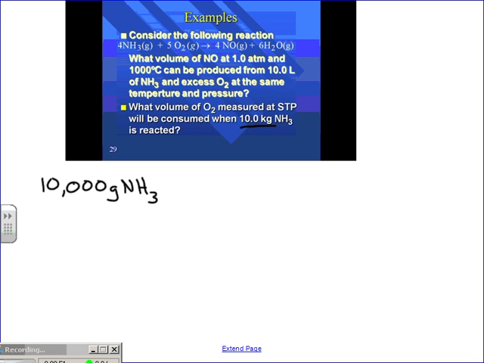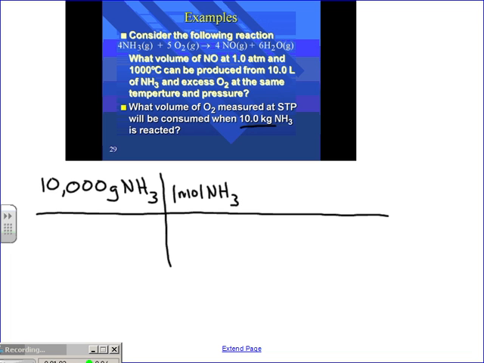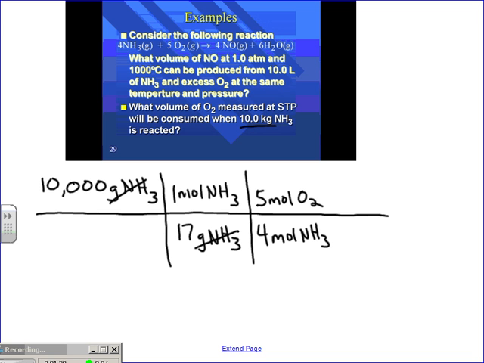And we're trying to find the volume of O2. So we can do our usual gram to mole. So 1 mole of NH3 is 17 grams of NH3. Then we do a mole to mole ratio based on the balanced equation. So we have 5 moles of O2 for every 4 moles of NH3. And then the last step is to go from moles to volume. So for every 1 mole of O2, we have 22.4 liters of O2.